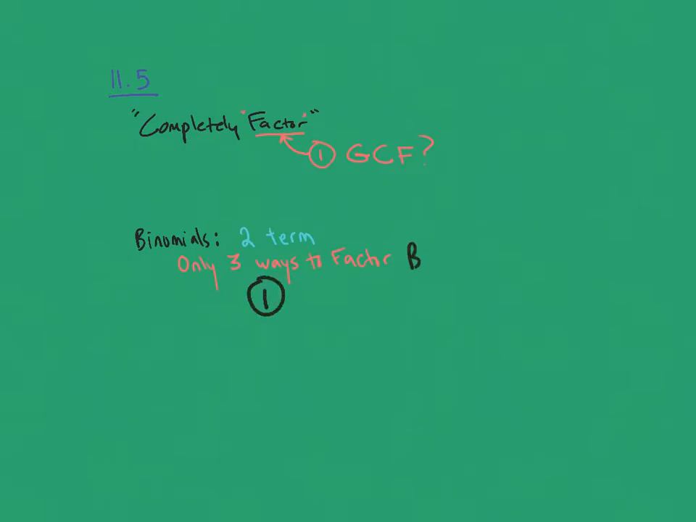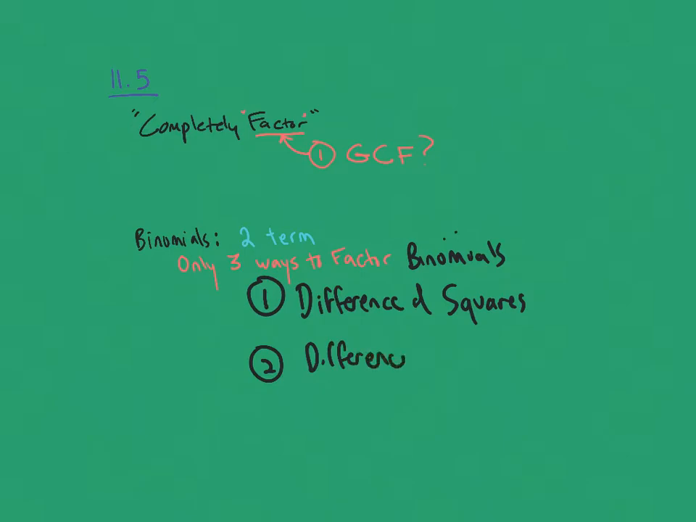The first way to factor, and this is binomials again, only 3 ways to factor binomials. The first is difference of squares, and I'll talk on the next slide about what squares are. Difference, of course, is subtraction. 2, difference of cubes, and I'll talk about cubes in just a second. And then the last one is sum of cubes. So sum is addition, and it's surrounded by 2 cubes. So this is just with binomials.